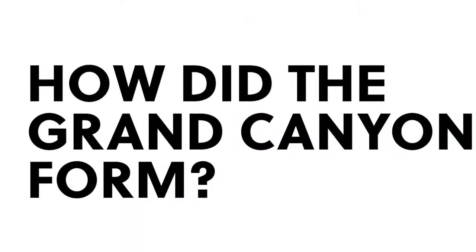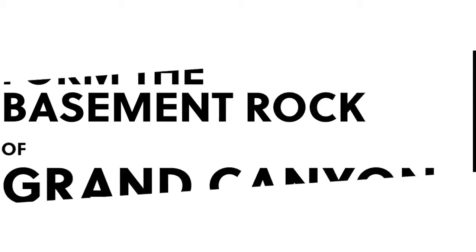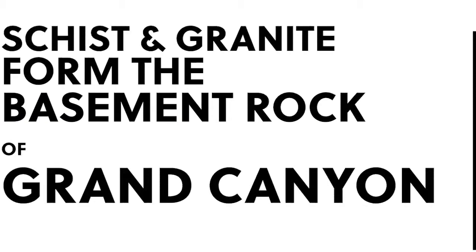How did the Grand Canyon form? Well, it all started about 2 billion years ago. There was a crash between ancient volcanic islands in North America. That crash created the metamorphic rock schist. Some of that schist was cracked, and some igneous rock was able to slither into those fractures and also form the basement of the Grand Canyon.